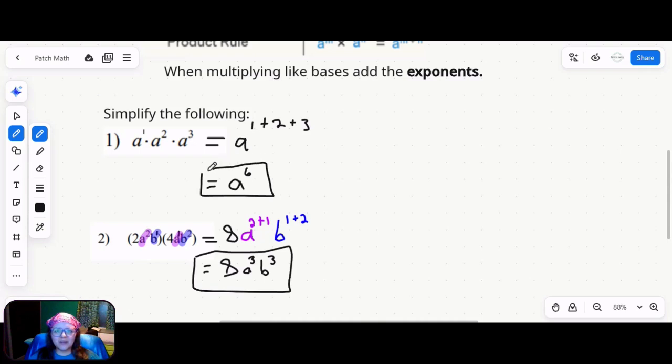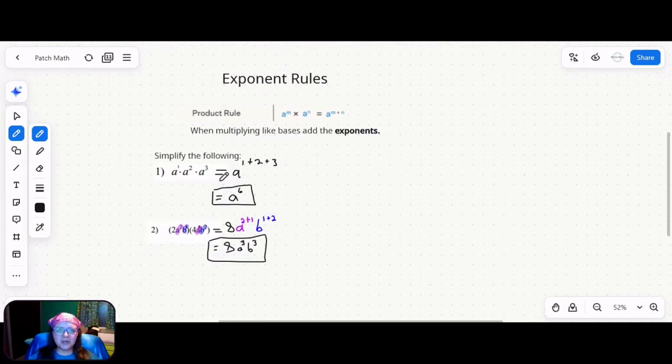Zooming on out, there are 2 problems patching your math knowledge on the product rule of exponents.